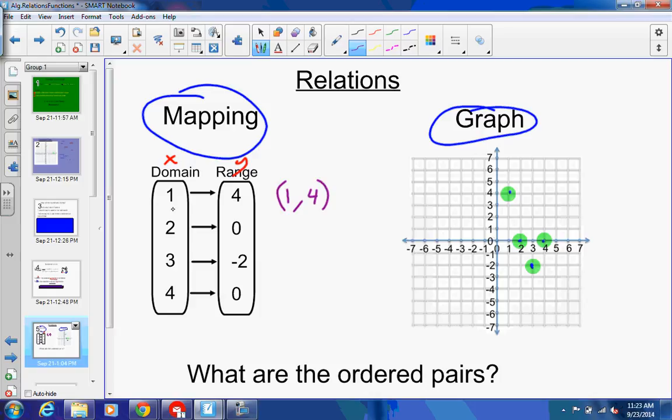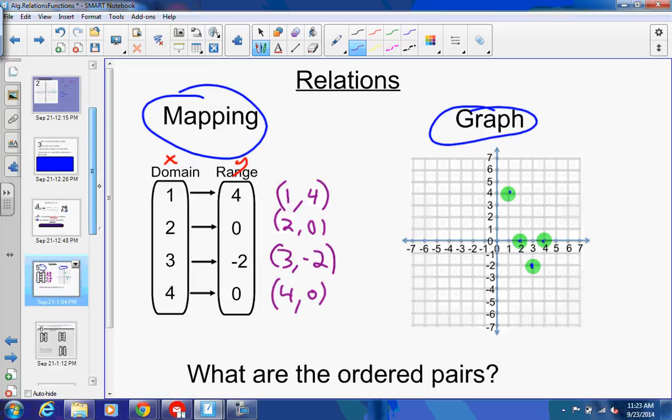Same thing with the second one. You'll have 2 goes with 0, so 2, 0. Third one would be 3 goes with negative 2, so 3 and negative 2. And the order does matter because the x values are the domain and the y values are the range. The last one would be then 4 and 0. Okay, so that's using a mapping which shows the domain and range to find the ordered pairs to show what goes with each other.